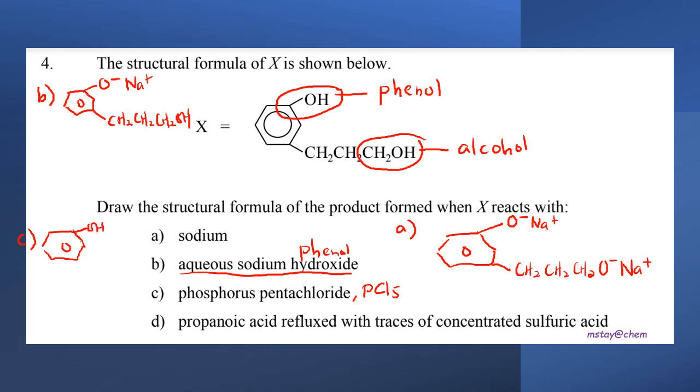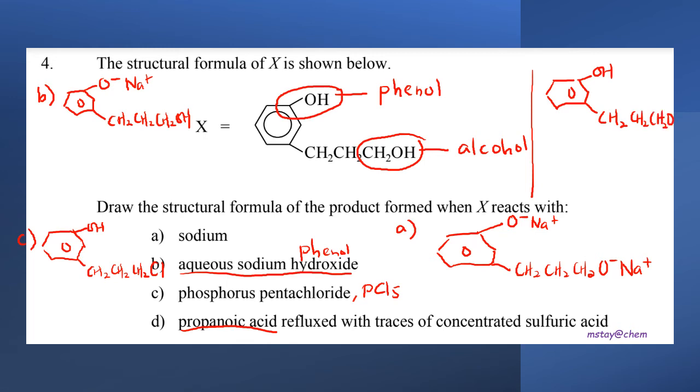Phenol is maintained because phenol will not react with the PCl5. CH2, CH2, CH2, since the bond breaks between the carbon and OH, the OH will be replaced by the Cl. Propanoic acid also only will react with the alcohol. So that's why the structure will become: the phenol part will maintain OH, and for the alcohol we take out the H, so CH2, CH2, CH2O.